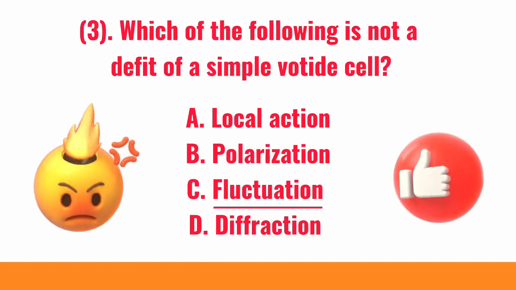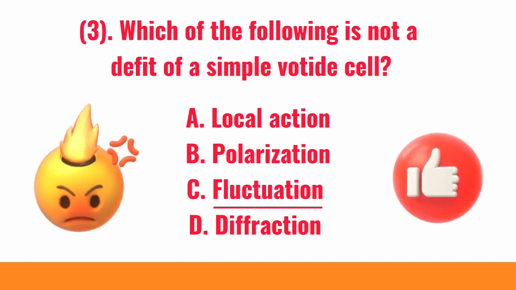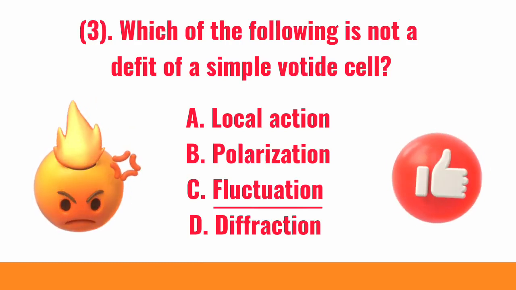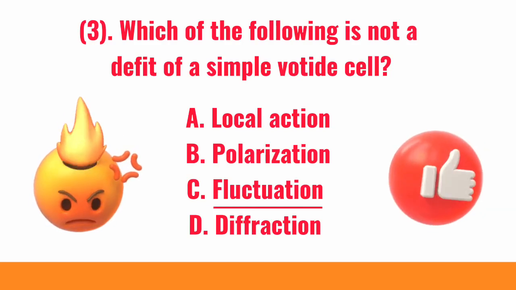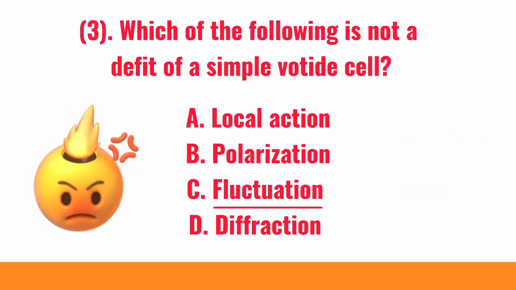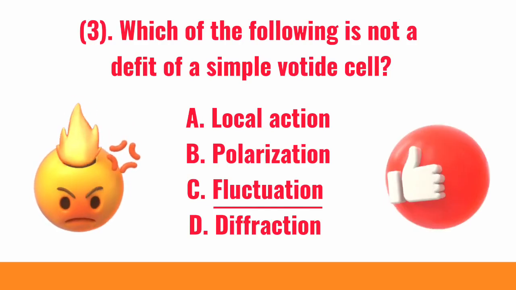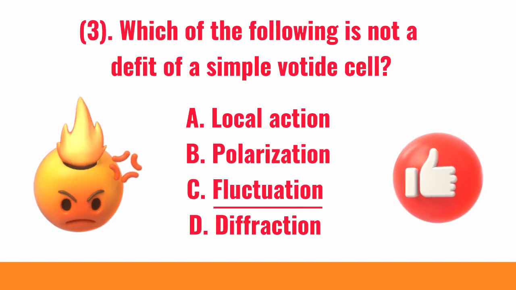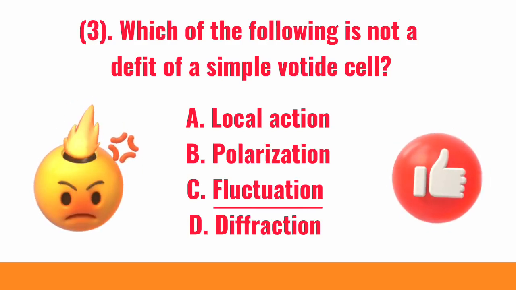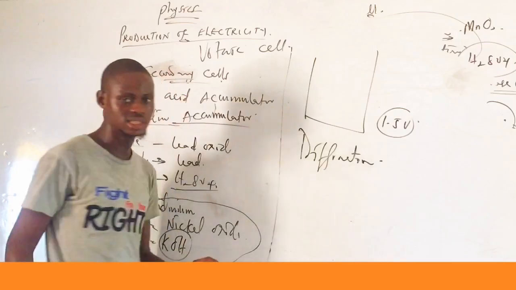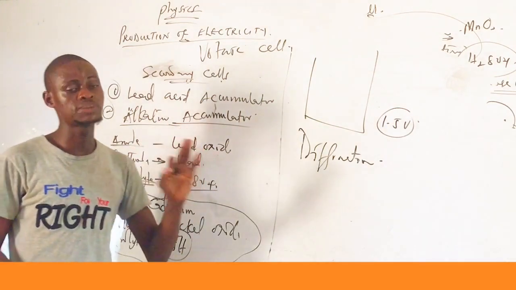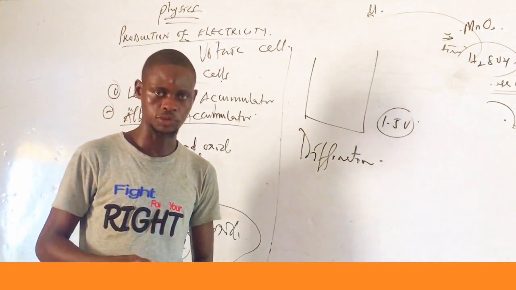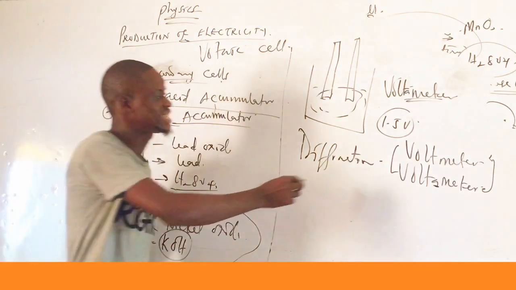So the answer to which of the following is not a defect of a simple voltaic cell is fluctuation. I was surprised that even diffraction was in the options, but I think that is just an advanced thing. The only one that cannot be a defect is fluctuation. So I think that is that for this.